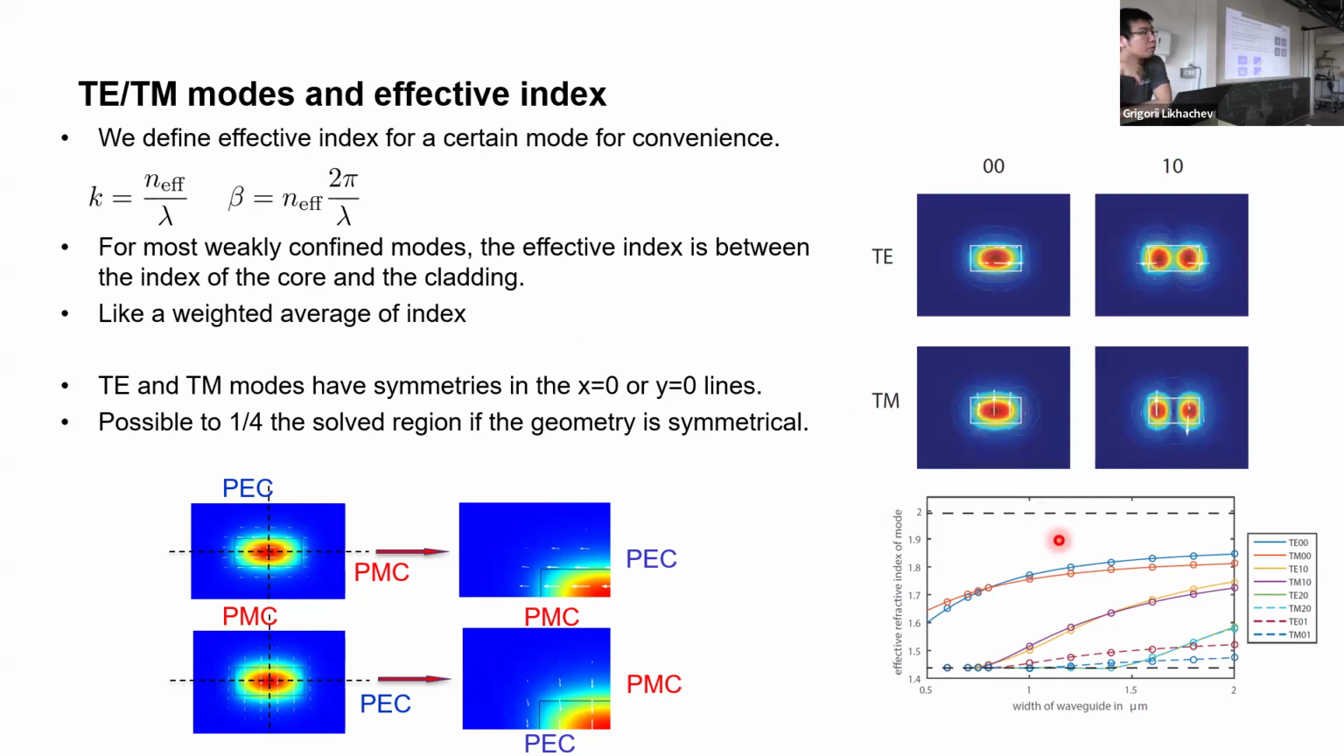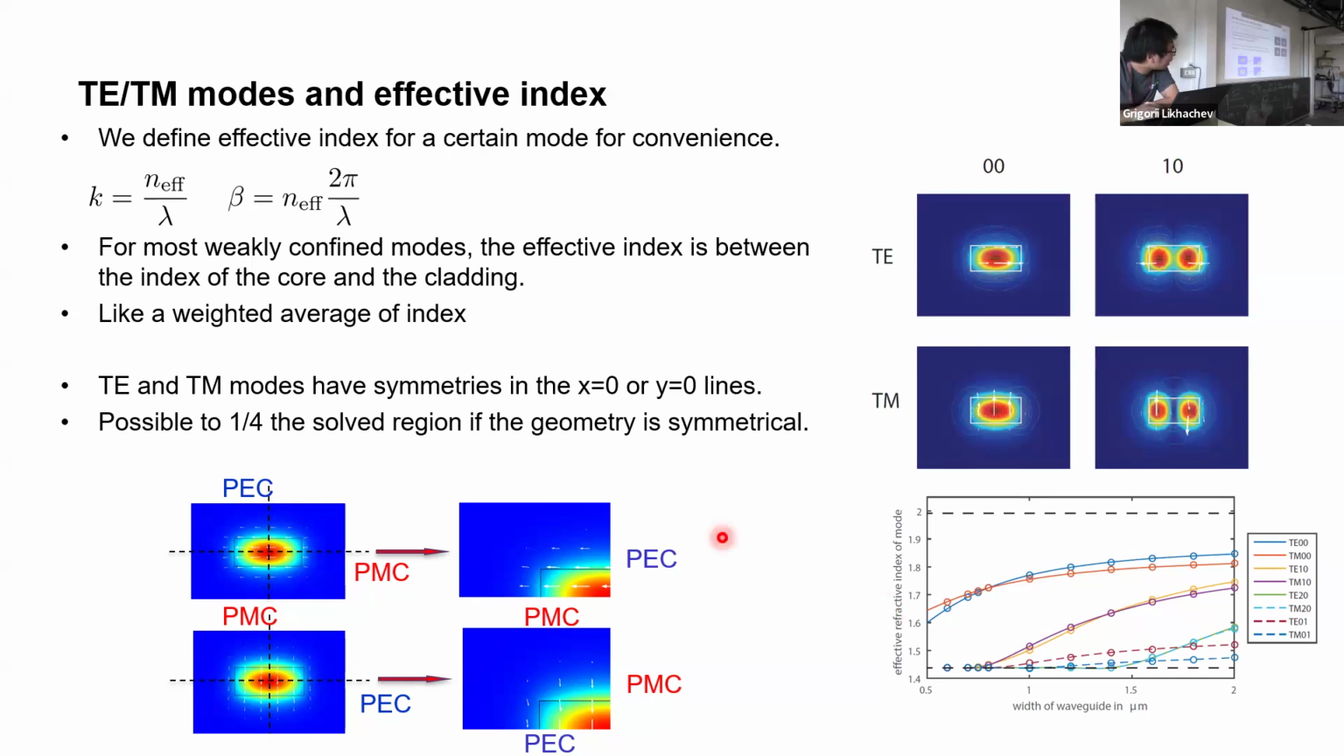It's good to know, because later, when you're setting up a simulation model, many tools will require you to supply a guess for your eigenvalue that allows the solver to initiate the iteration process. In this case, you can just supply an effective index guess that is between the highest refractive index in your waveguide cross section and your cladding index.